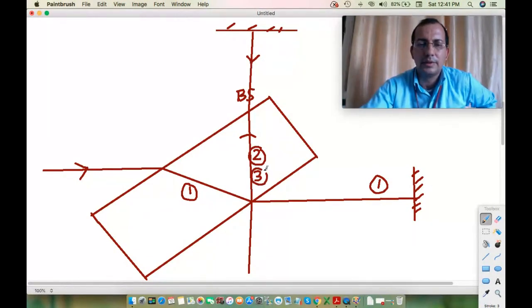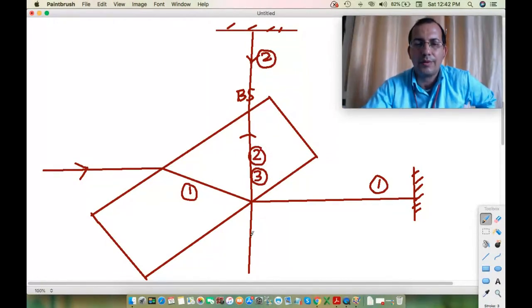So how many times does this ray number 2 cross the beam splitter? Three times. Okay, it's three times, you are right. This is the ray number 2 which is coming over there. So we can give them dash names. Dash, this is ray number 2.